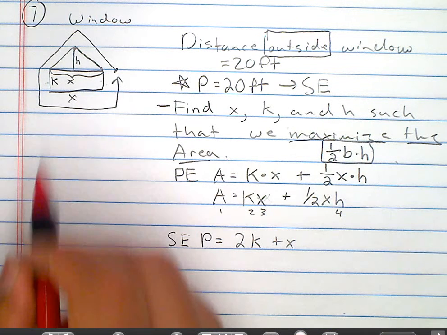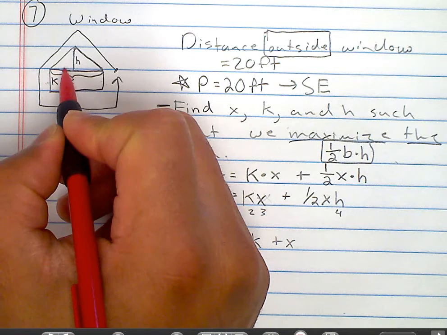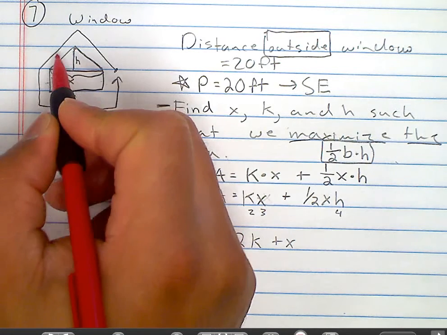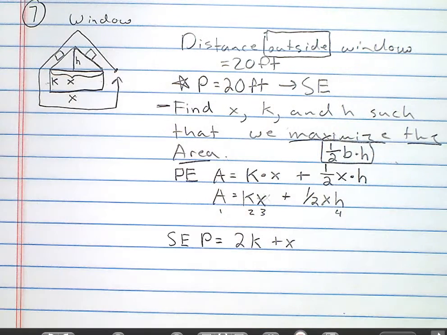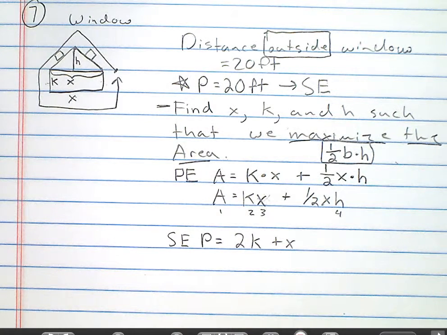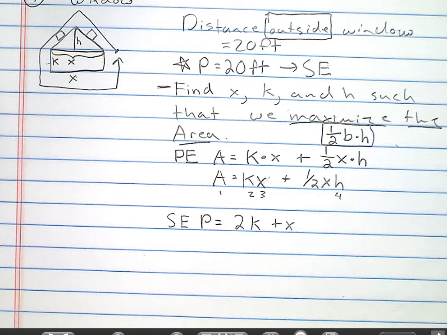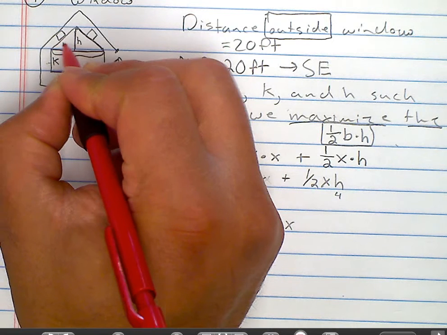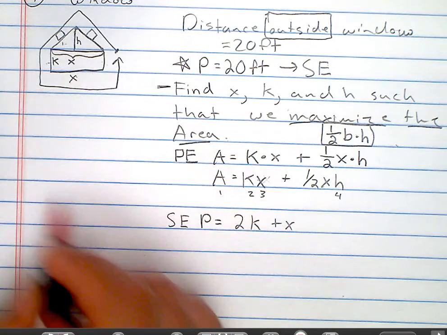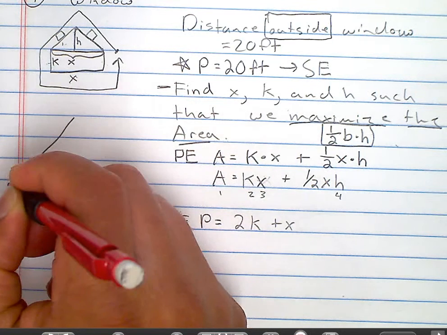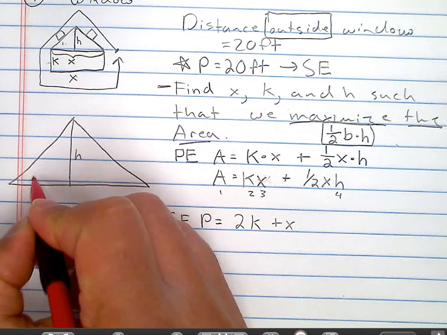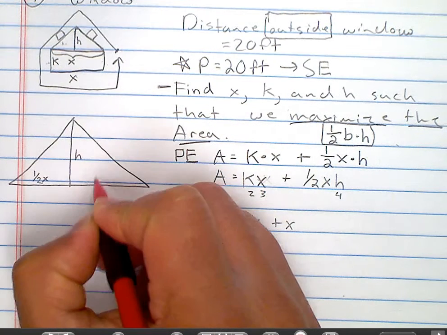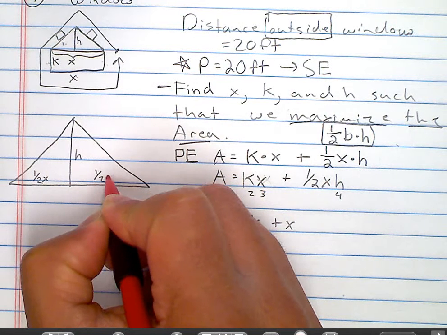All right, so let's look at the triangle right here. How would we find these sides right here? Yep, Pythagorean theorem. We'd have to use Pythagorean theorem to find those two sides. Well, this right here is 1/2 X. So let's take a look at that triangle, okay, guys? So this is 1/2 X, and this is 1/2 X, and that's your height.